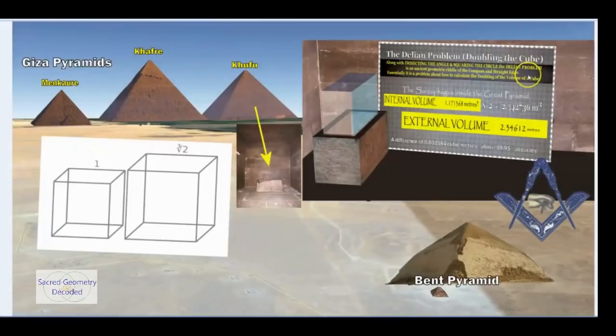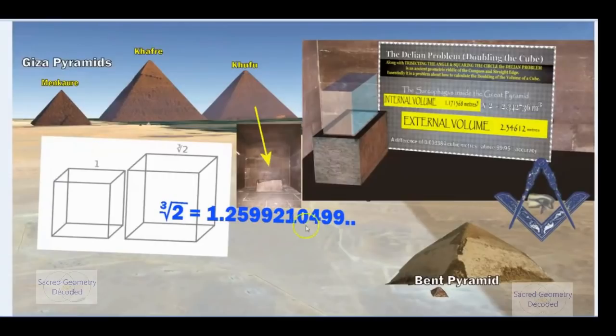This is the Delian Problem, doubling the cube, doubling the volume of the cube, and we see that expressed here inside the pyramid. Again, the normal history will tell you that it was solved many thousands of years after, during the Greek era, during the time of Plato. However, we see examples of it being embedded inside the Great Pyramid. So the cube root of 2, 1.2599210, etc., on and on we go.